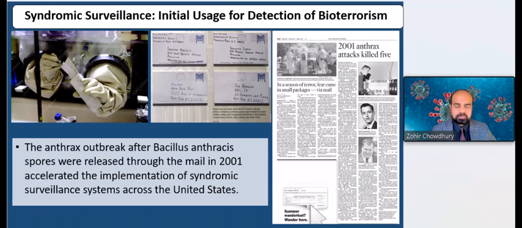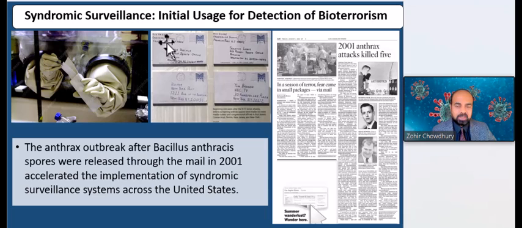So syndromic surveillance systems have been implemented since the 1990s, initially with the focus of bioterrorism event detection. So the anthrax outbreak, after Bacillus anthracis spores were released to the US mail systems in 2001, accelerated the implementation of syndromic surveillance systems across the United States. Syndromic surveillance was developed for early detection of a large-scale release of biological agent, thus aiding in terrorism preparedness.